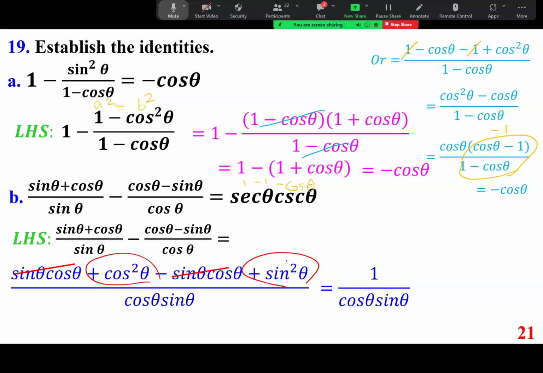The reason I put cosine theta first, everybody, so 1 over cosine theta times 1 over sine theta, and 1 over cosine theta is secant theta, 1 over sine theta is cosecant theta, and that's exactly what we have here. So that's why I put the cosine theta first.